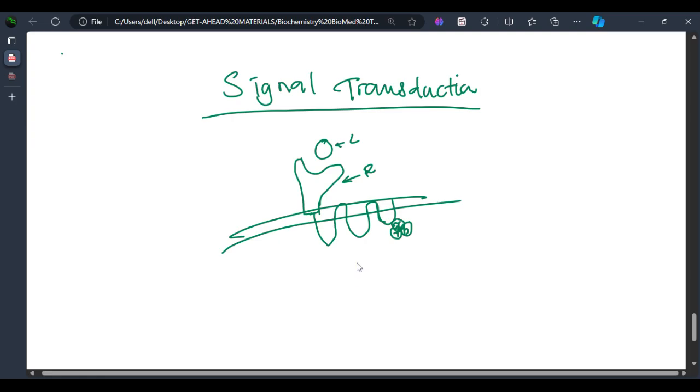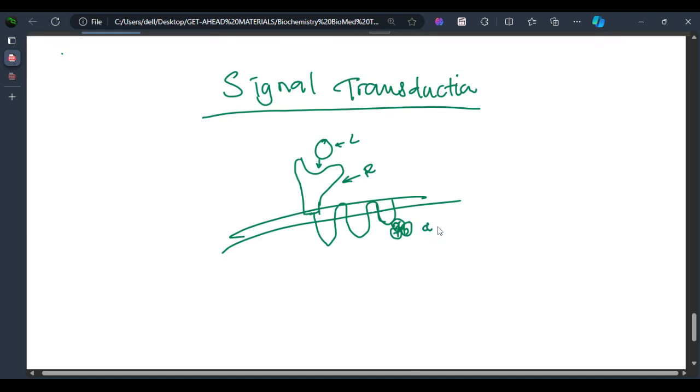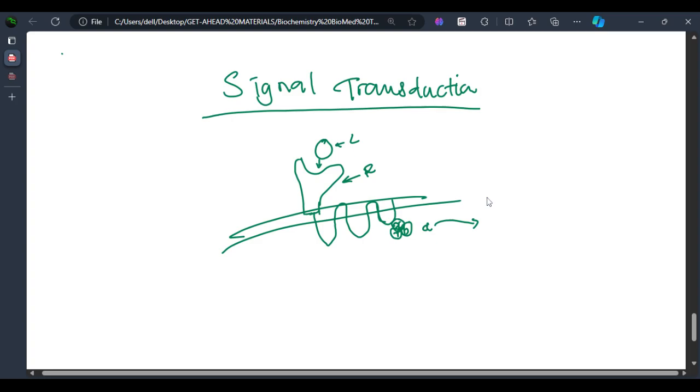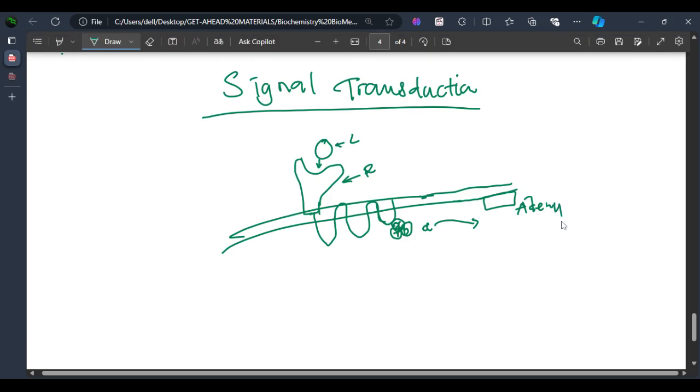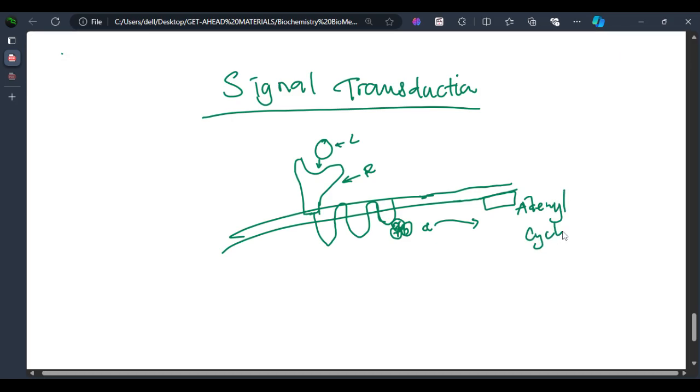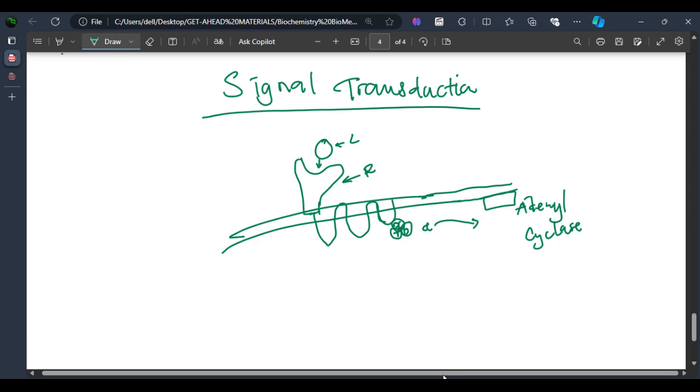So this arrangement allows that once you have the ligand binding to this receptor, it's going to activate this G protein that is coupled to this receptor, and then the alpha subunit is going to be released, and then it's going to bind to adenyl cyclase, which is on the inner membrane. Okay, on the inner, not really the inner membrane, but on the inner part of the bilayer. So we have what is known as adenyl cyclase here. Okay, so what is the purpose of this adenyl cyclase?